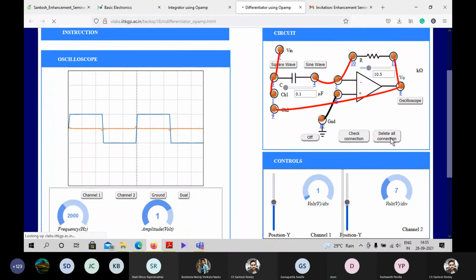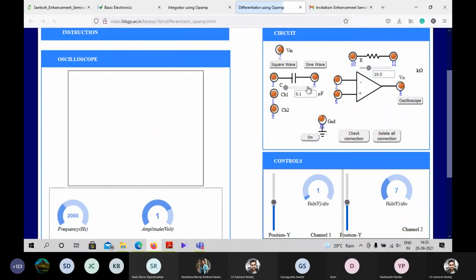Delete all connections. I'm just performing again. Here we keep our V in to the capacitor input, and the capacitor is connected to the inverting terminal. This resistor acts as a feedback, so that's why V out to V in there is a feedback, and the non-inverting terminal is connected to ground. Then here we have the oscilloscope. Channel 1 is connected to V in, and channel 2 is connected to the output terminal, so that we can see the input and output simultaneously.